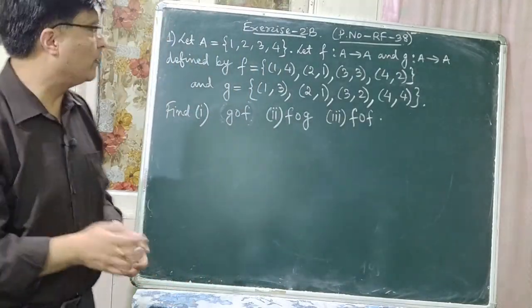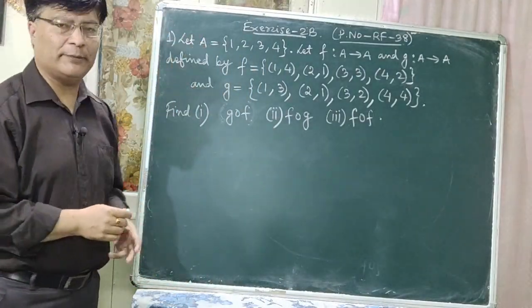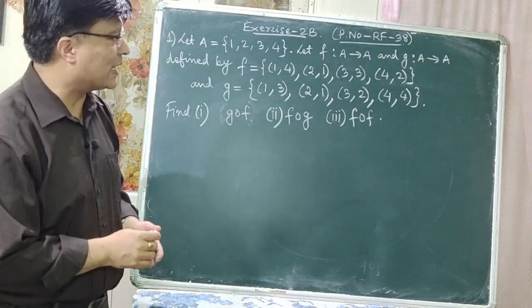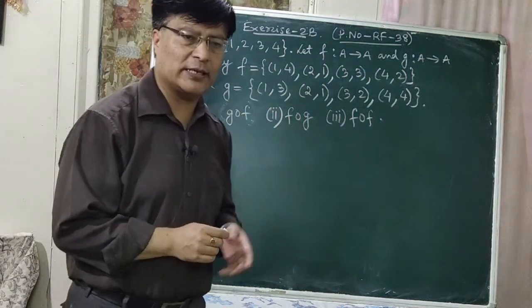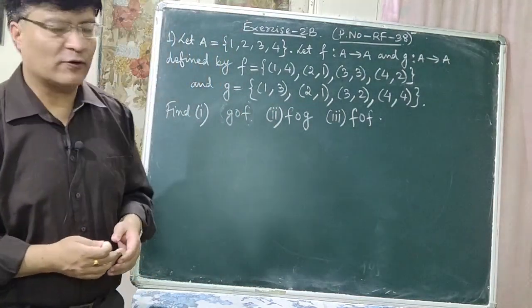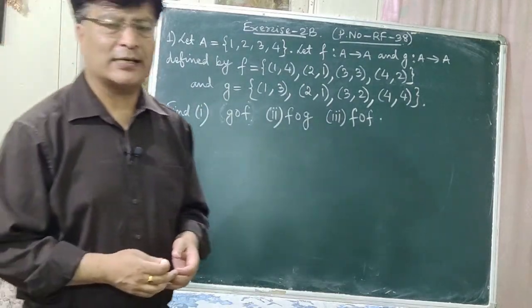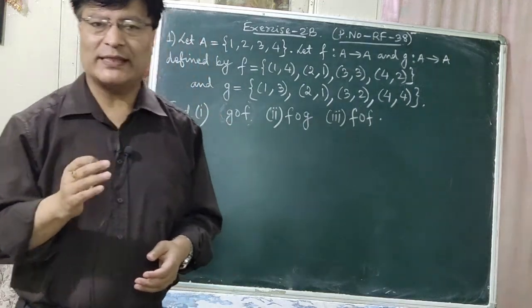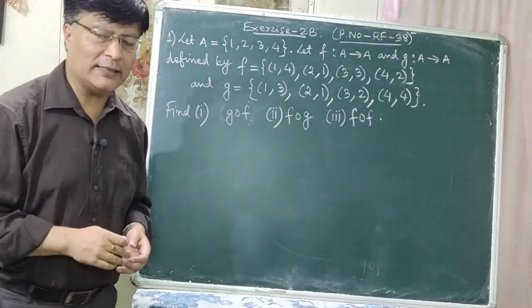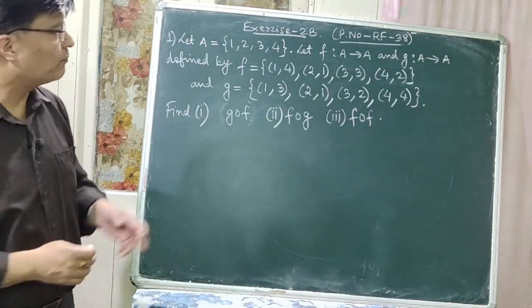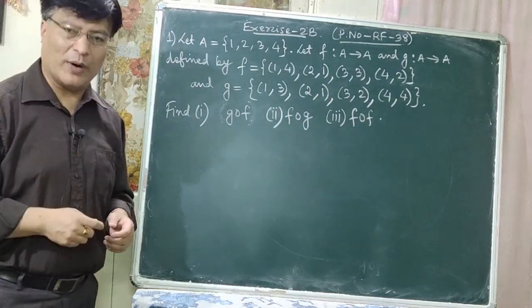So now we will do problems from exercise 2B. This is page number RF38. RF means relation and function, from the relation and function chapter, that is page number 38, from the book Senior Secondary School Mathematics for Class 12 by R.S. Agarwal. Okay. So let's do question number 1.